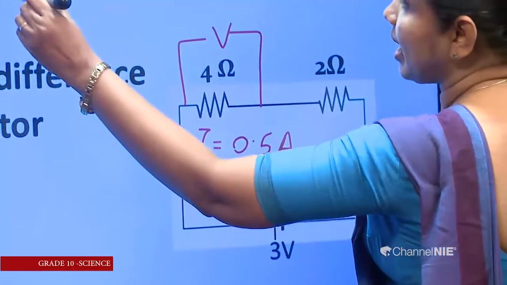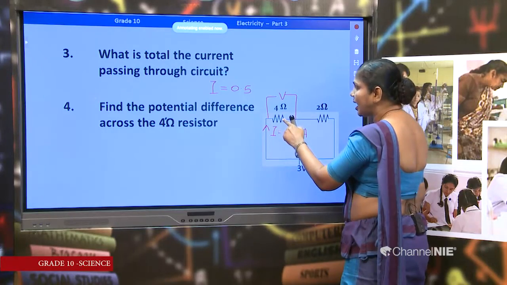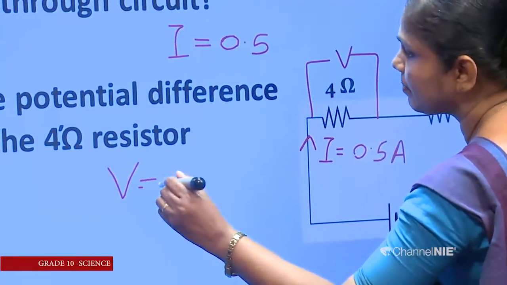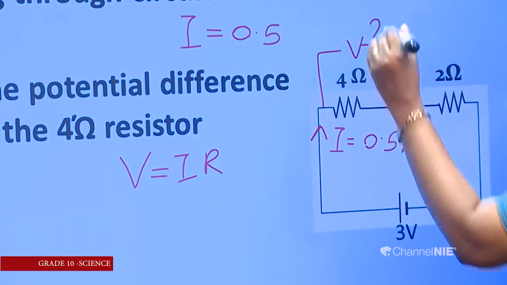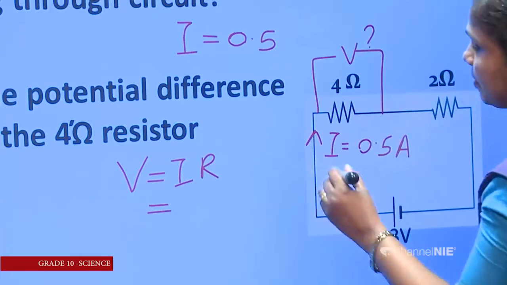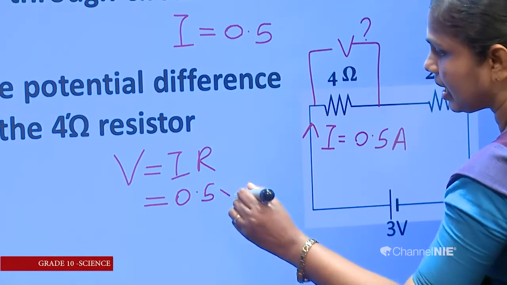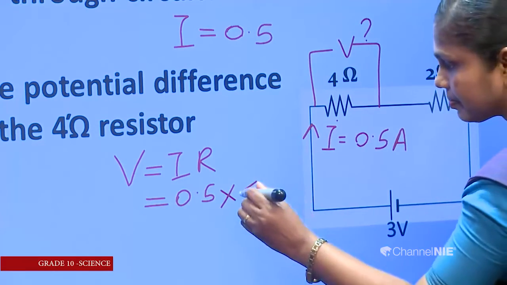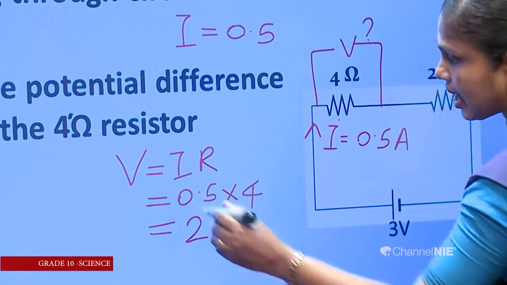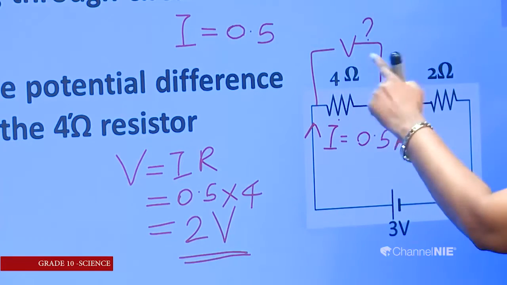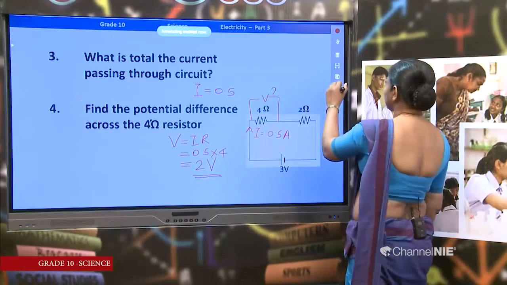Right, we got the total current I as 0.5. Now, we can apply V equals IR formula for this. See, we don't know V. V is the unknown thing. I, we know. I is the total current passes through the circuit, 0.5. And R is 4 ohm. Then 0.5 into 4, 2. Answer is 2. What is that? Potential difference across 4 ohm resistor. This is 2V, 2 volts. Okay.